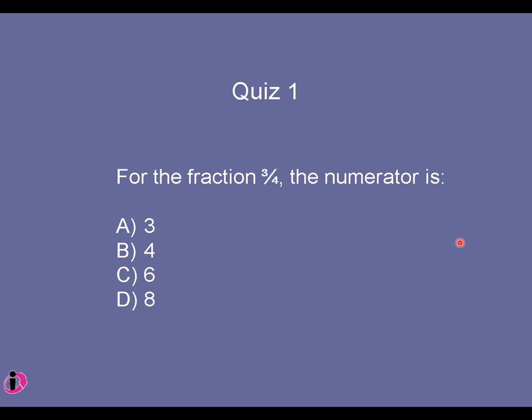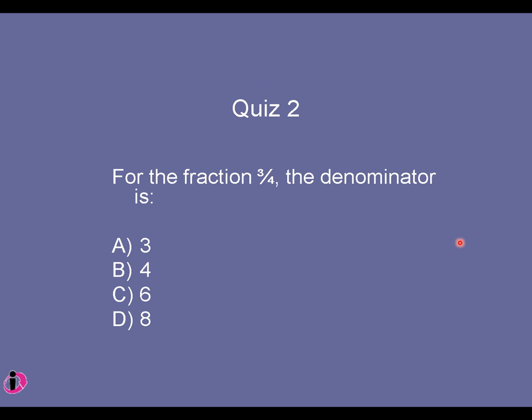Now let's say we have a fraction 3/4. What is the numerator here? The numerator is of course the one we have at the top, right, which is 3 in this case. What is the denominator here? 4, right? The number we have at the bottom.